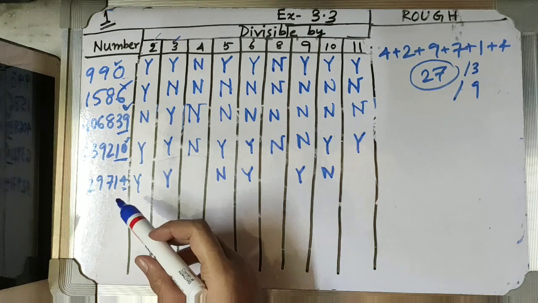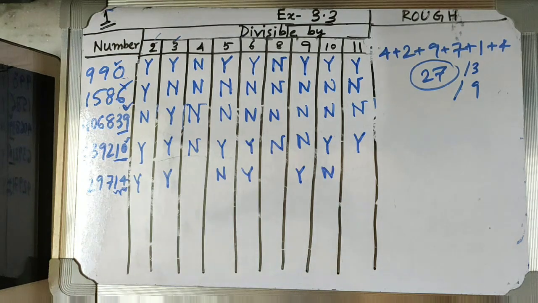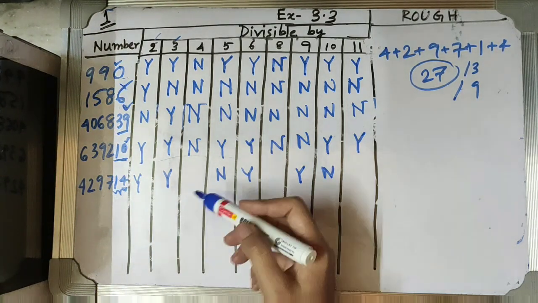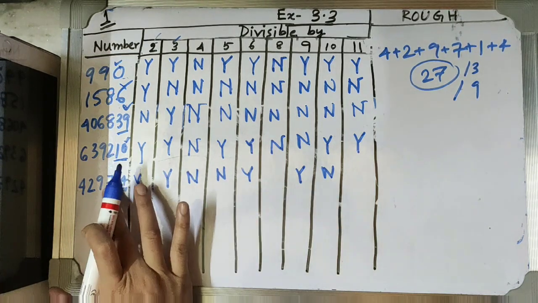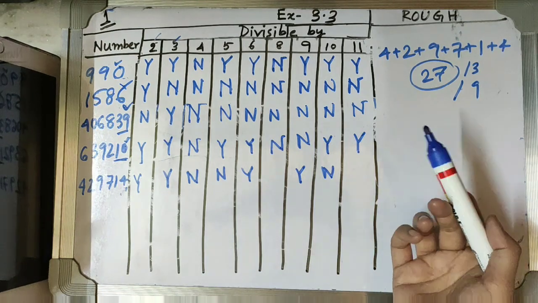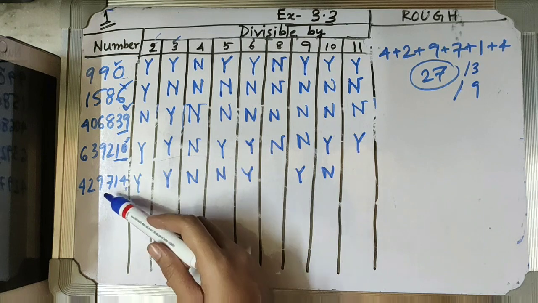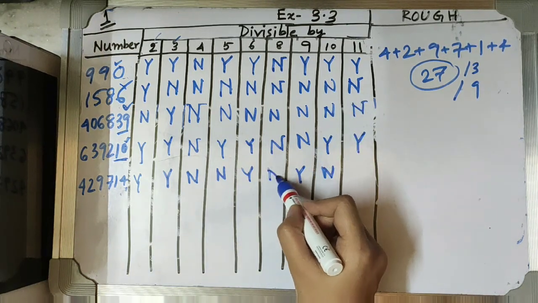Now let's check the divisibility by 4. We will check the last 2 digits, that is 14 here. 14 is not divisible by 4, so we can say that this number is not divisible by 4 entirely. Again, since 4 is a factor of 8 and 4 does not divide this number, 8 will also not be able to divide this number.